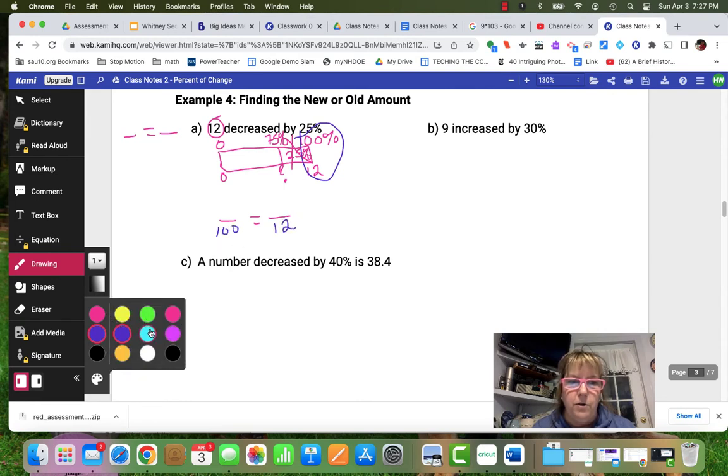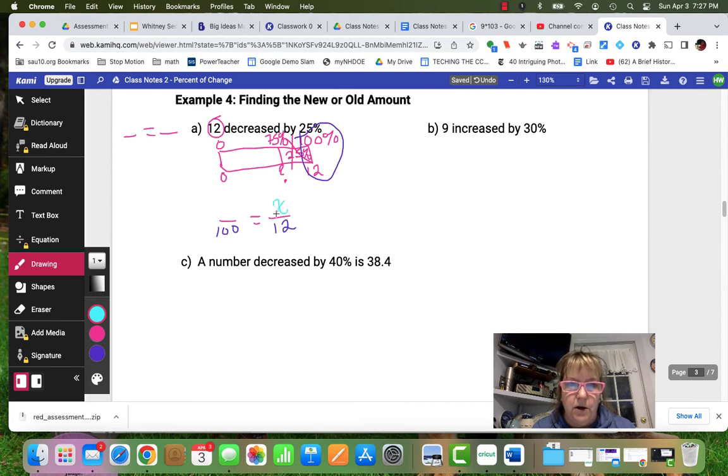So it's always the percent over 100, and the 12 goes with it. We don't know what the new amount is, so that's our unknown. But we do know that it's 75% of the 12 that we're looking for. So 75% is the part, and that's the part we're looking for. 100% is the whole, which is the 12. Cross multiply, and 75 times 12 is 900. So 900 equals 100x. Divide both sides by 100, and the new amount is equal to 9.